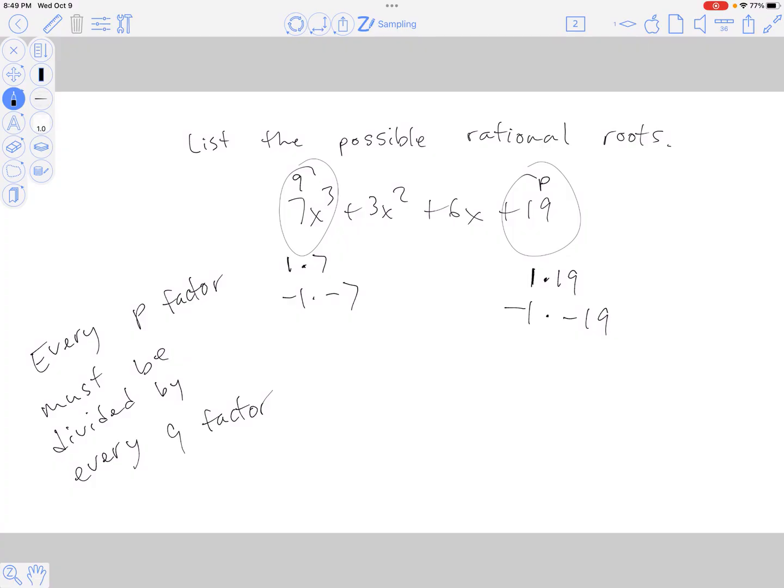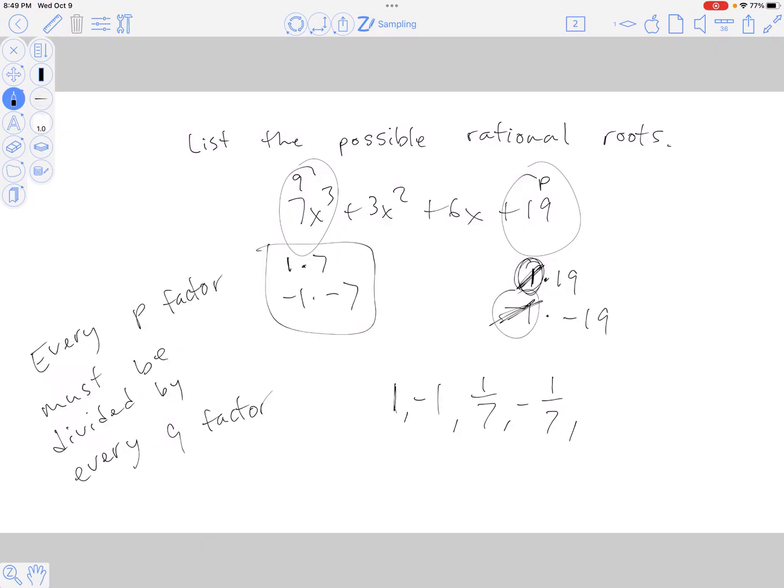Okay, so now we're going to take every P and divide it by every Q. So I'm going to start with 1, divide it by 1. I get 1. 1 divided by -1, I get -1. 1 divided by 7, 1/7. 1 divided by -7, -1/7. And I'm done with 1. I can move on to -1, but -1 divided by 1 is going to give me -1. -1 divided by -1. So notice I'm dividing it by every Q, right? But it's going to give me the exact same answers. So I'm actually done with that too.